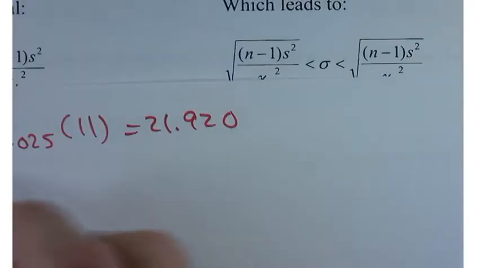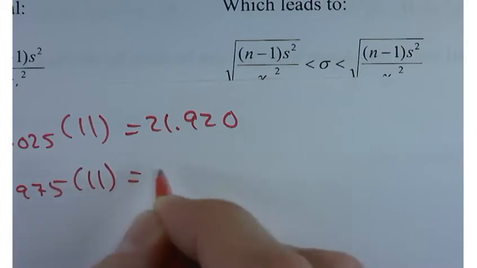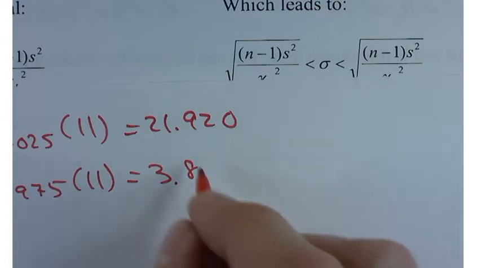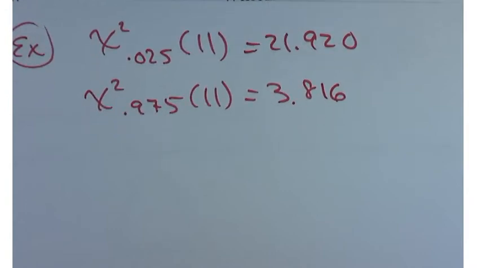So chi-square sub 0.975 of 11 degrees of freedom was 3.816. So that's using the table. And we can use a table, that's fine. Nothing wrong with that. But using the table gets a little bit prone to error. So let's try it with technology.